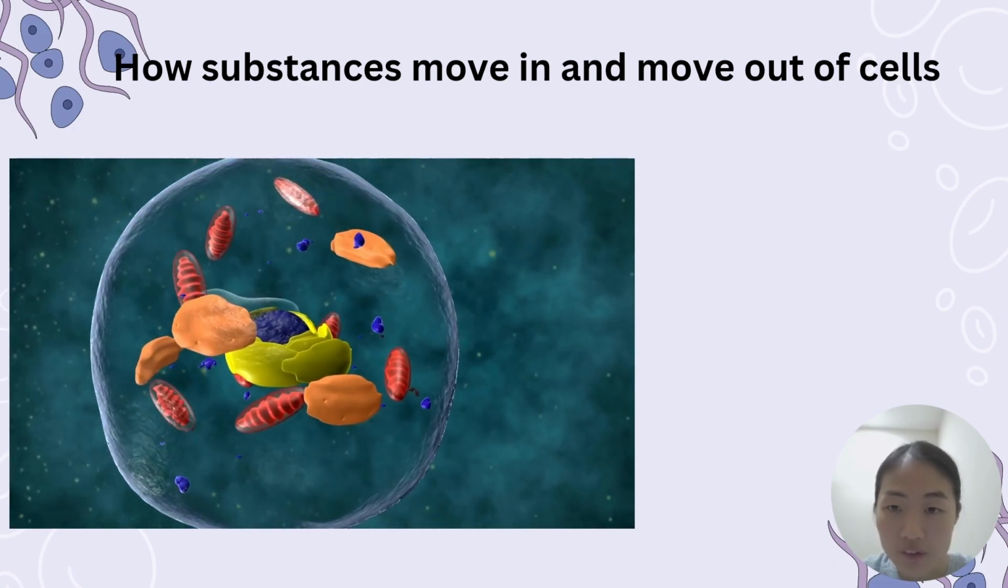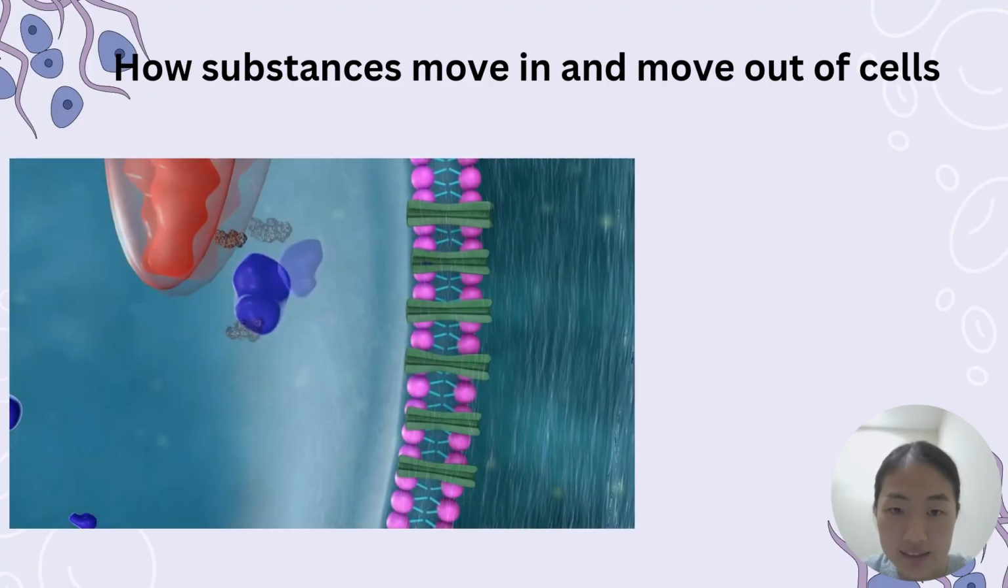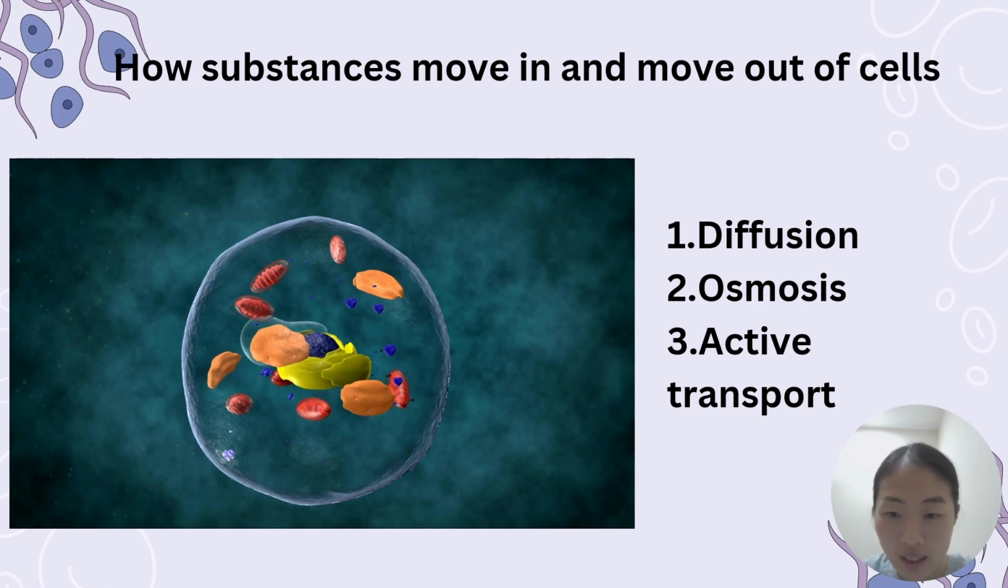The doors of the cell are called cell membranes. This cell membrane is like a security gate. It is partially permeable, meaning it will choose which molecules can pass through easily and which molecules cannot. So there are three ways substances move in and out of a cell: diffusion, osmosis, and active transport.